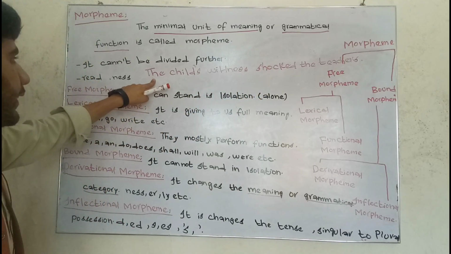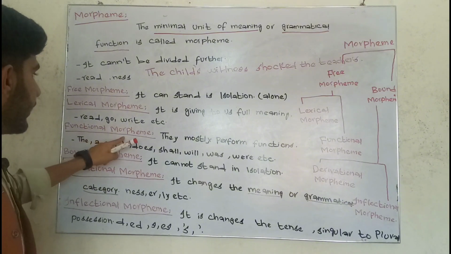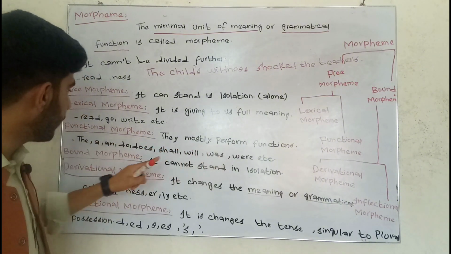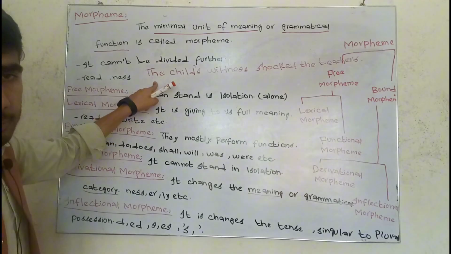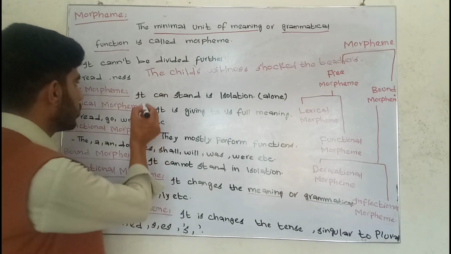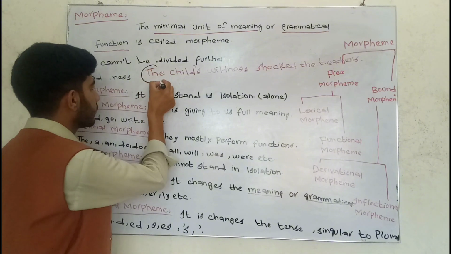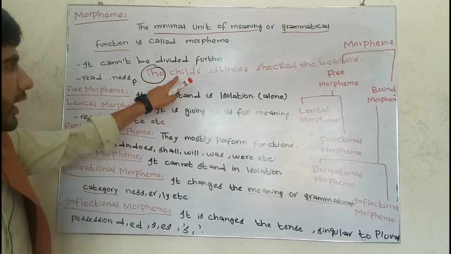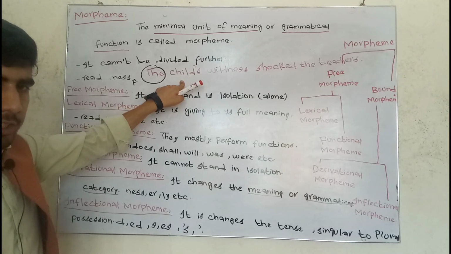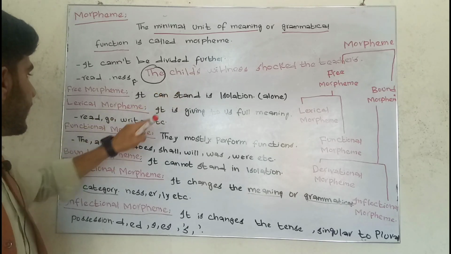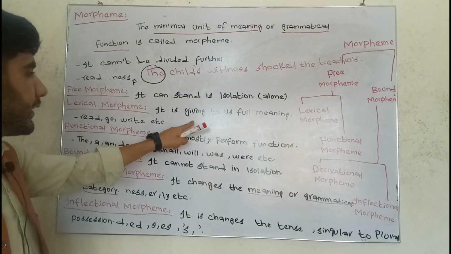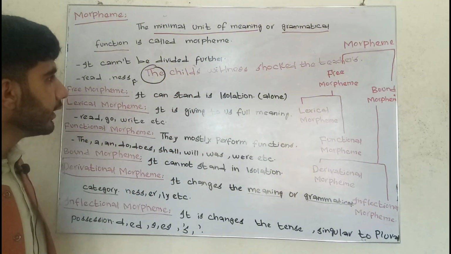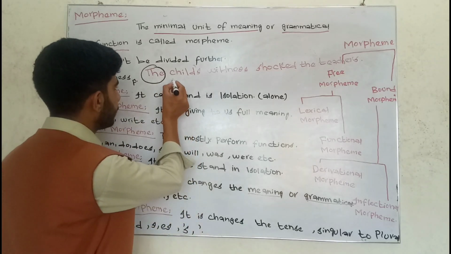The: it's performing a function, so it's a functional morpheme. In functional morpheme, we studied that they mostly perform functions. So the is performing a function. So it's a functional morpheme. Child: it is giving us meaning. In lexical morpheme, it gives us full meaning. So child also gives us full meaning. So it's a lexical morpheme.